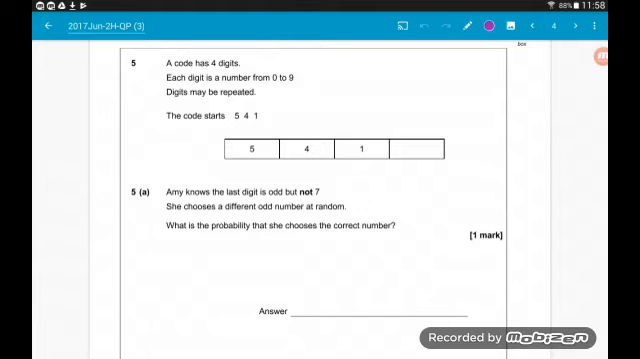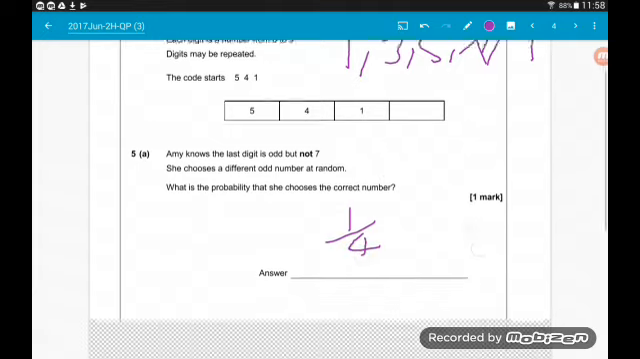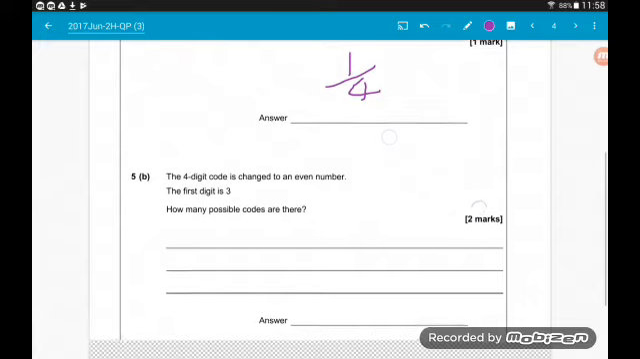So, how many odd digits are there? There's 1, 3, 5, 7, 9. We know it's not 7. So there's 4 possible ones it could be. So the probability she chooses it correctly is 1 out of 4. Jobs are good. Okay, and then part B.